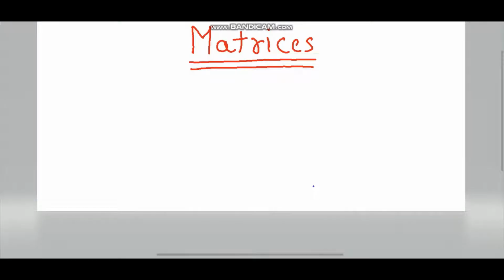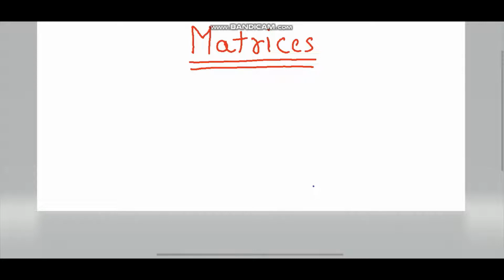Hello students, in this lecture we will study matrices from basics to advanced level. Here I will teach you matrices from the scratch, and this is going to be the best lecture for 12th students and the students who are preparing for any engineering competitive exams. So without wasting any time, let's start.